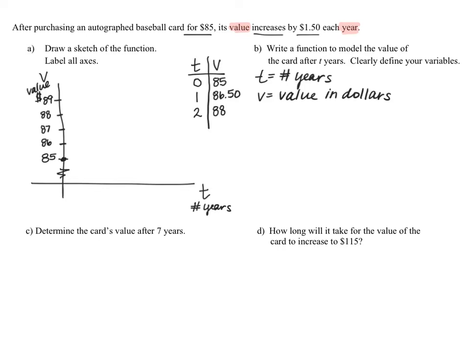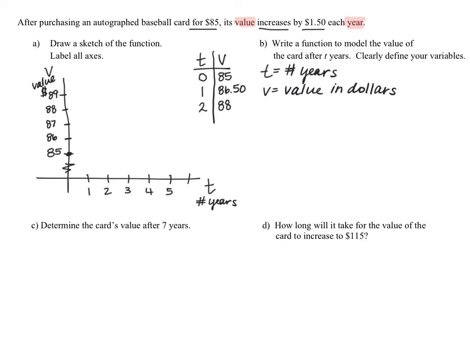Now, along my horizontal axis for time, I'm going to just go ahead and count in increments of 1 year. And it is important that you label at least a few of these so that you indicate what your scale is. What are you counting by? So at time 1, I have a value of $86.50. And we'll plot that point. So $86.50 is approximately right here. And then $88 will be approximately right there.